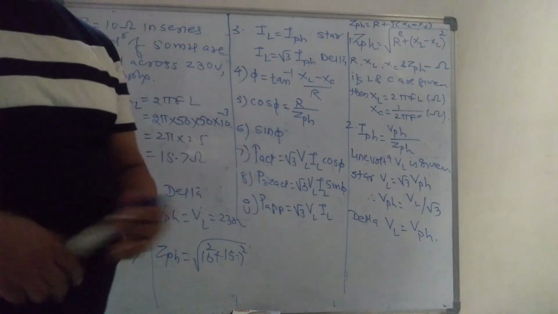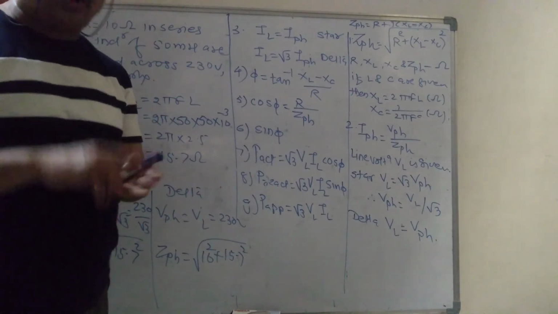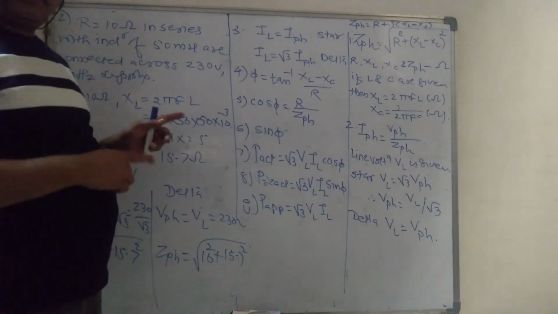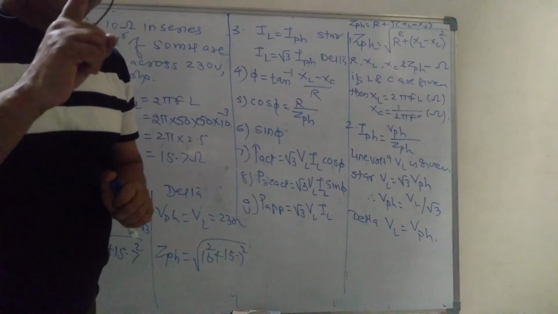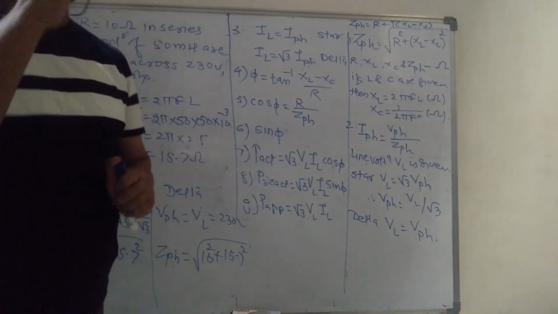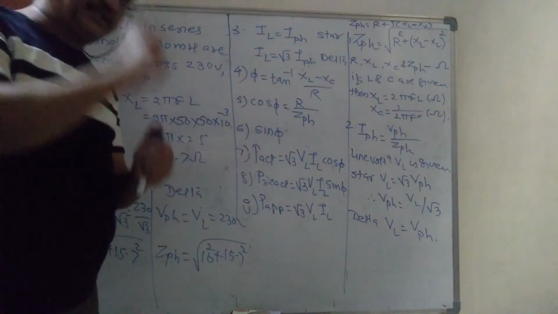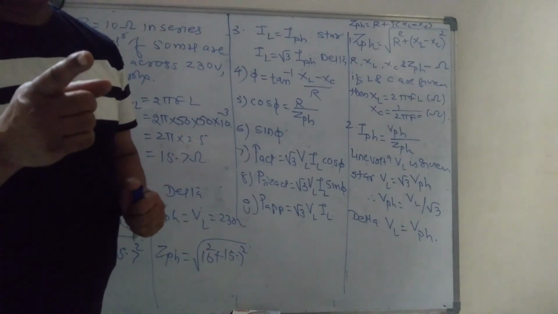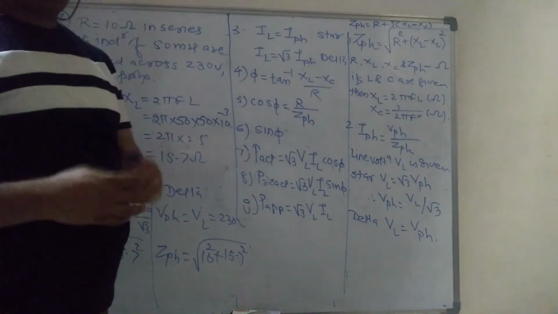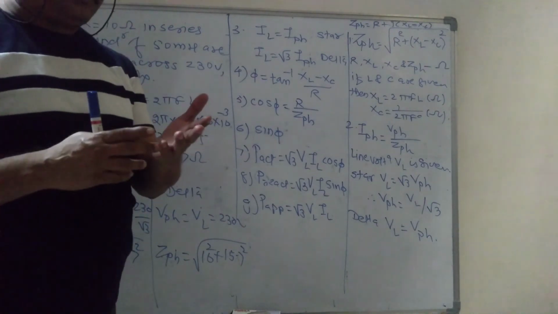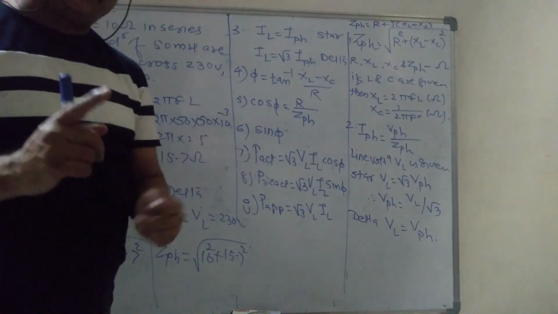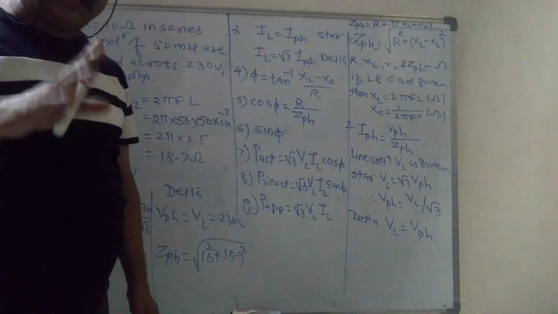In exam, you will have to solve the numerical either for star or for delta. But here, I will take one numerical and solve it for star as well as delta, and a second numerical for star as well as delta. So we will solve 4 numericals, but in exam you will be asked to solve either in star or in delta for 6 marks. Is that clear?